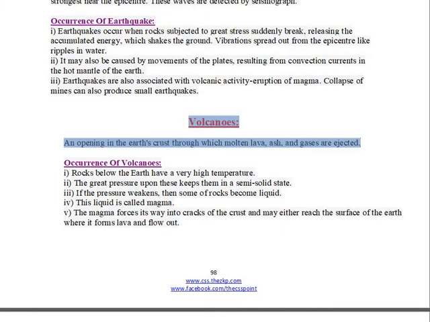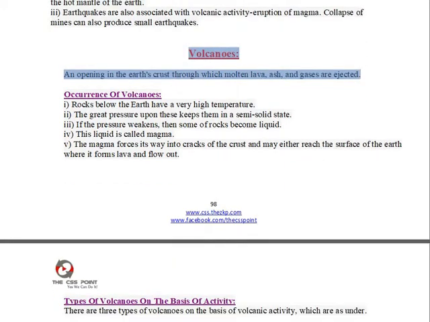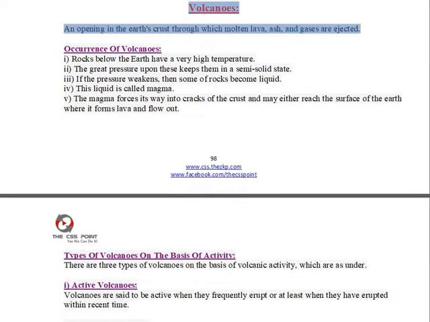Volcanoes: an opening in the Earth's crust through which molten lava, ash, and gases are ejected.